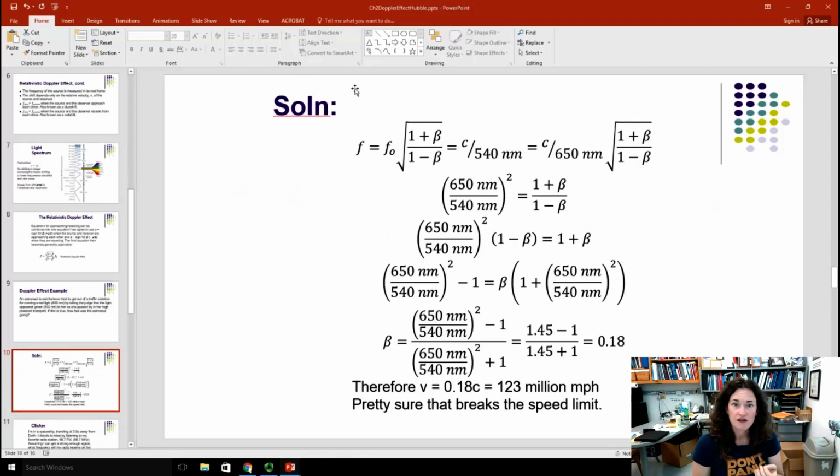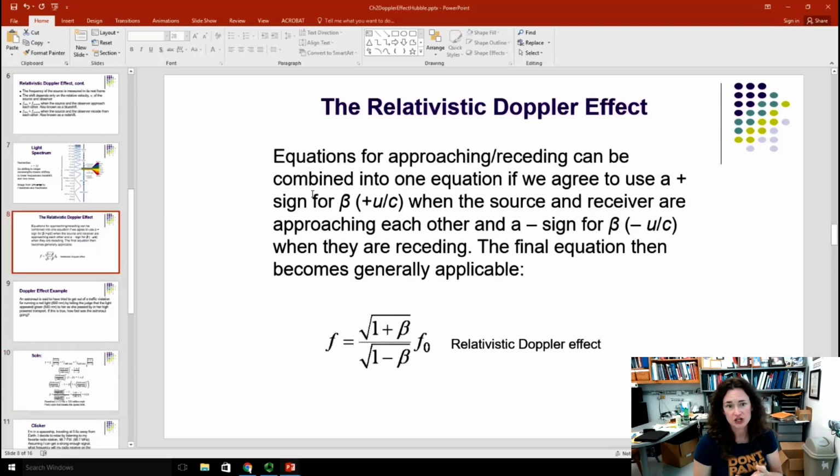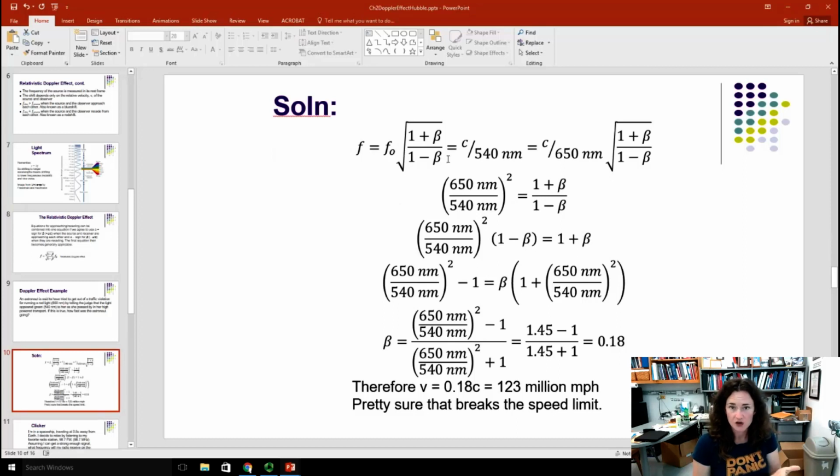We're going to use that equation that I gave you for the relativistic Doppler effect: f is equal to f naught times the square root of (1 plus beta) over (1 minus beta). Now, f naught is the frequency at the source, and f is the frequency that's observed. Here, beta is what we're solving for. We do know that she's going to be approaching the light, so in this case we're going to use beta equal to plus u over c. Remember, that was a convention: you use plus u over c if the source and receiver are approaching one another. So I've just left it here, 1 plus beta, 1 minus beta, and we're good to go.